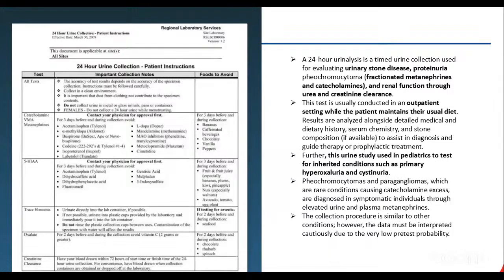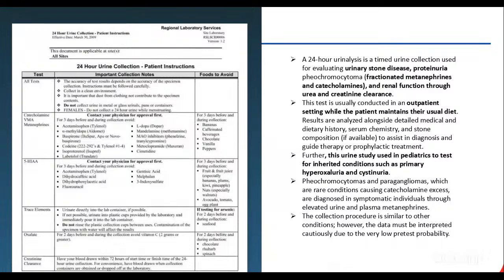Results are analyzed along with detailed medical and dietary history. Serum chemistry and stone composition also help in diagnosis and guide therapy. The urine study used in pediatrics is also to test some inherited conditions such as primary hyperoxaluria and cystinuria. In pheochromocytomas and paragangliomas, there are elevated urine and plasma metanephrines, which might also nudge us towards that diagnosis.